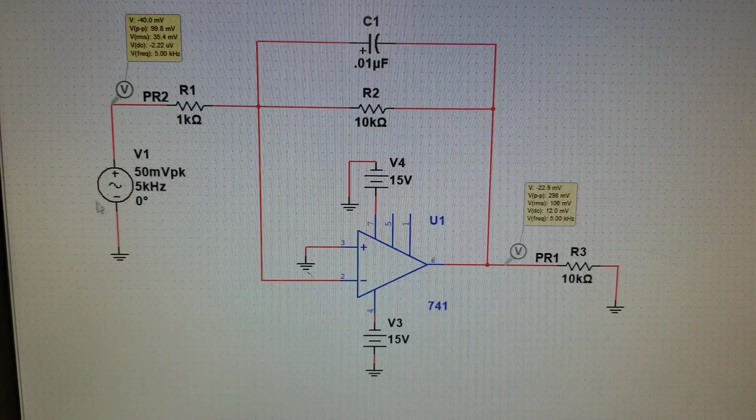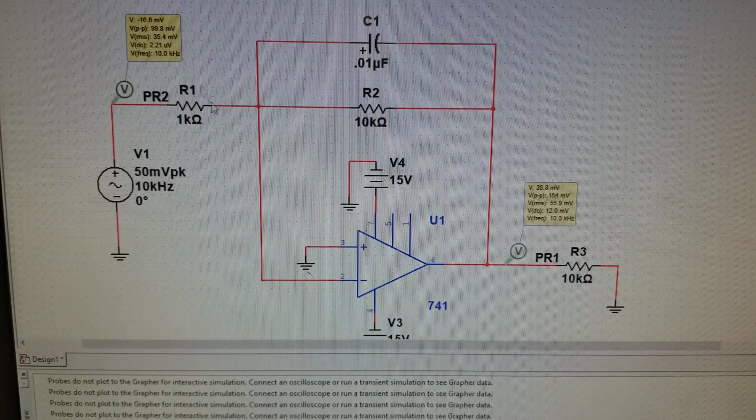So I've changed it to 5 kilohertz. Our input voltage is still 100 millivolts. Our output voltage is down to 298 millivolts. So now I've changed it to the final row of table 1, which is 10 kilohertz. Input voltage still at 100 millivolts. And our output voltage is at 154 millivolts.